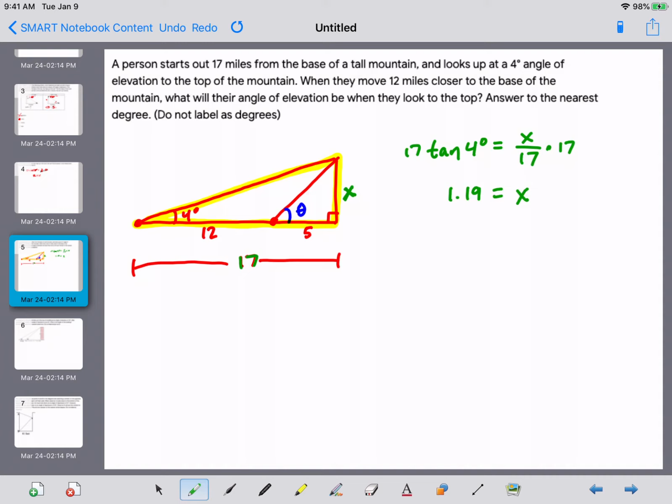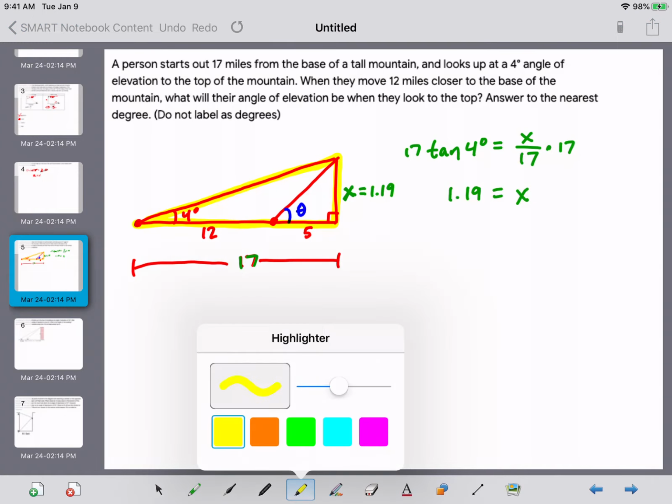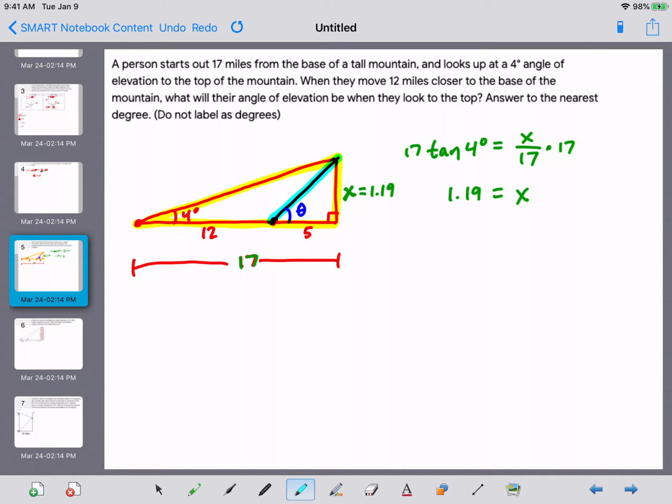So now that we know x, I'm just going to write this in here, 1.19. We're going to look at this smaller triangle. So we've got two sides. x is opposite, 5 is adjacent. So now we can find theta. Tangent of theta is equal to x, which is 1.19, over 5. And just like in that previous problem, to get theta by itself, we're going to take the tangent inverse. Those cancel, and theta is going to be the tangent inverse of that fraction.